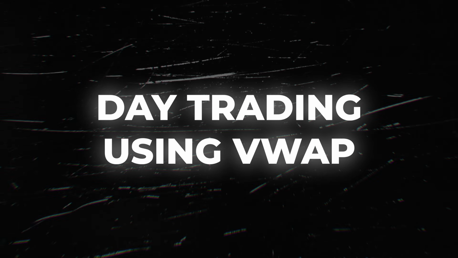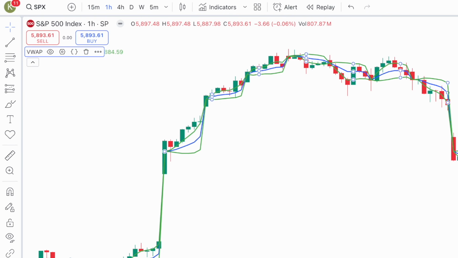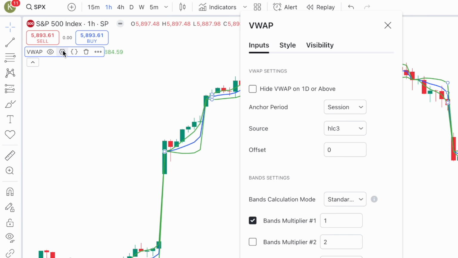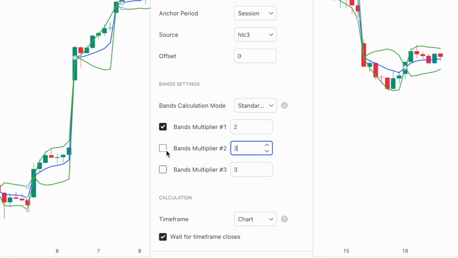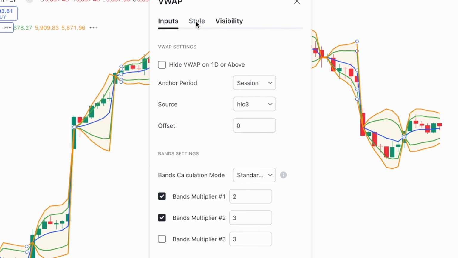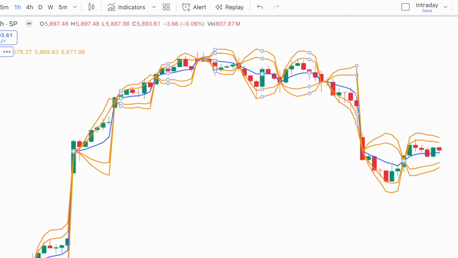Day trading using the VWAP. For the strategies covered in this video, we need to tweak the settings of the VWAP indicator. First, we go to the indicator's settings and change the first and second multiplier to 2 and 3. We then go to the Style section and change the colors of these bands to our liking. For now, we will keep them as orange.